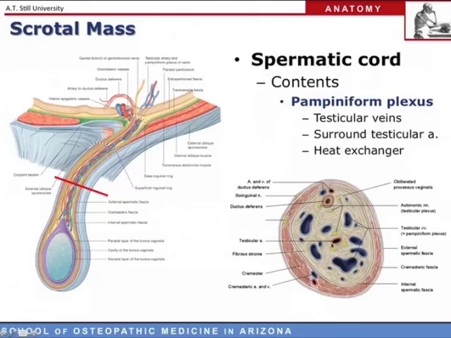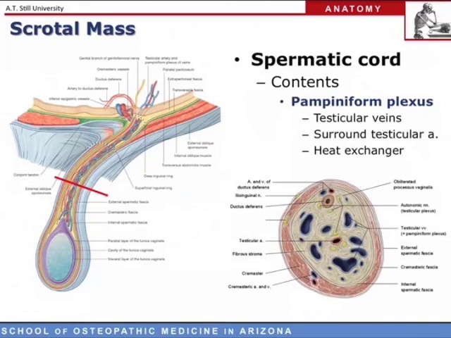So heat is drawn from the testicular arteries to the pampiniform plexus of veins, so that by the time the blood coming down through the spermatic cord in the testicular artery gets to the testes, it has already been somewhat cooled by the pampiniform plexus.